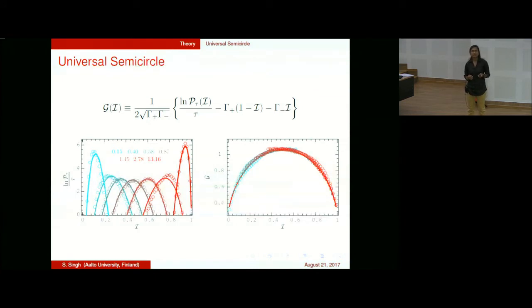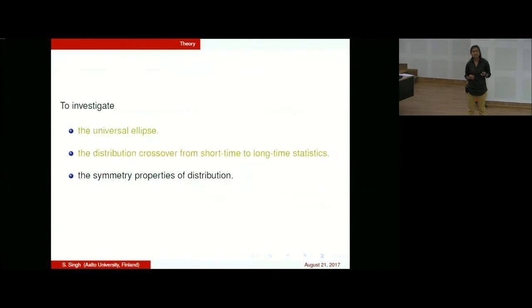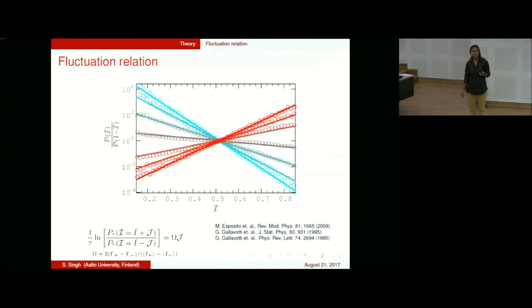So we find a universal semicircle, and we understood this point. Now we wanted to see if there is some symmetry property of the distribution. We obtained this kind of relation, which looks like the fluctuation theorem, and it's somehow similar to this Galavotti-Cohen relation.